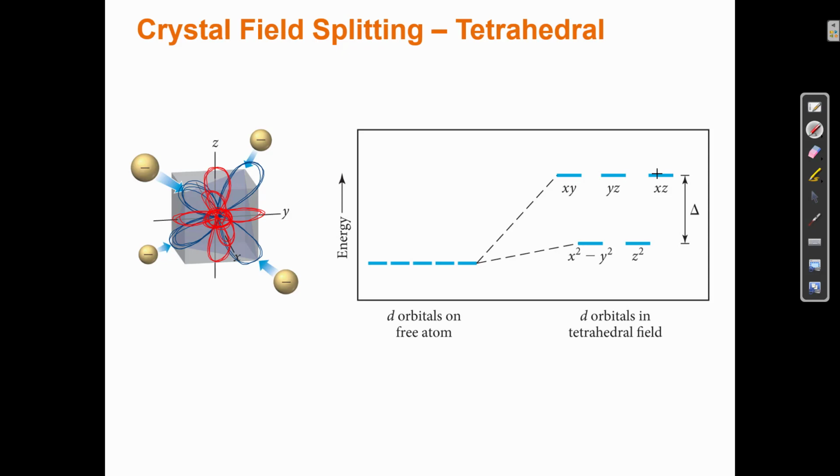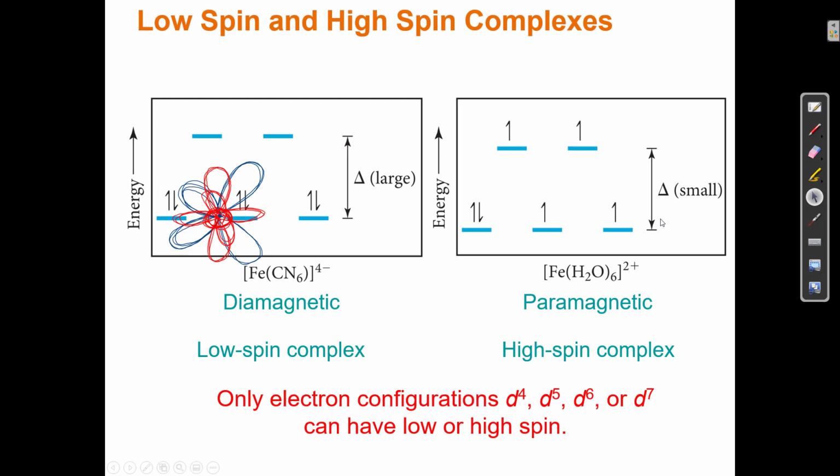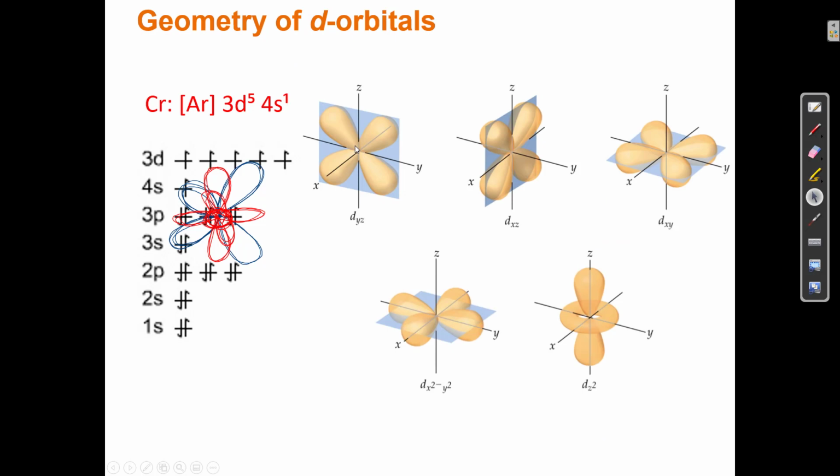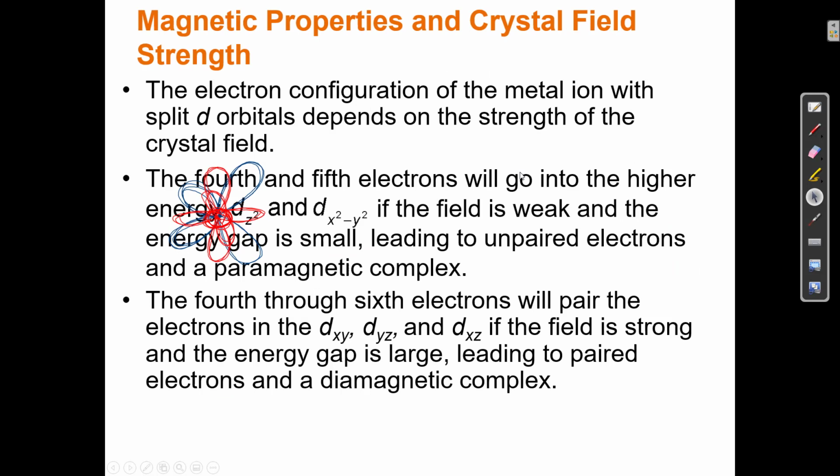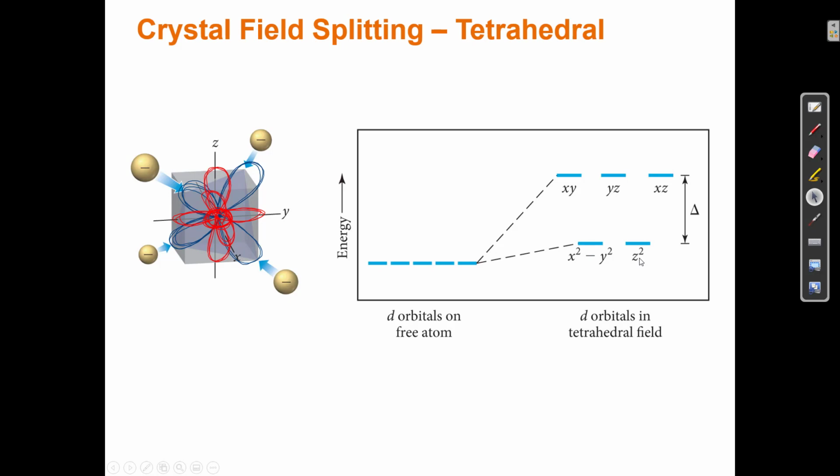So remember, go back here and look at these d orbitals again. This one, and this one, these are all in the middle of the axis. So this one, and this one, these are the ones that interfere with the tetrahedral ligands. These ones don't interfere with the tetrahedral ligands. So here's octahedral, where z squared and x squared minus y squared are the high energy. And here's tetrahedral, where z squared and x squared minus y squared are the low energy. It's flipped. So that's going to cause different splitting patterns. And as we fill in the electrons to see the splitting, it's going to be different because of this different geometry.